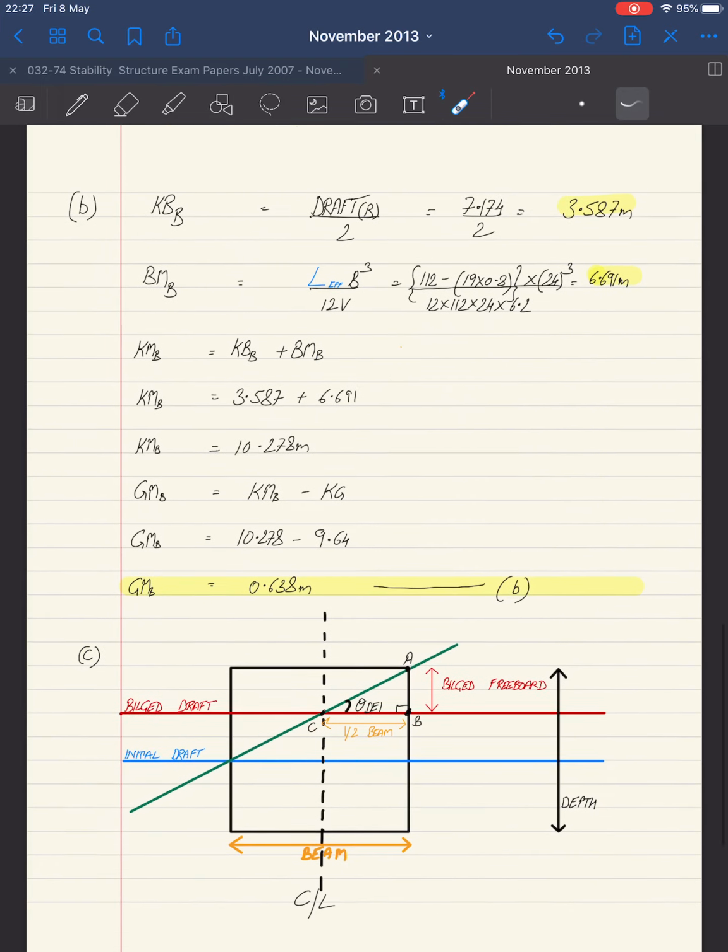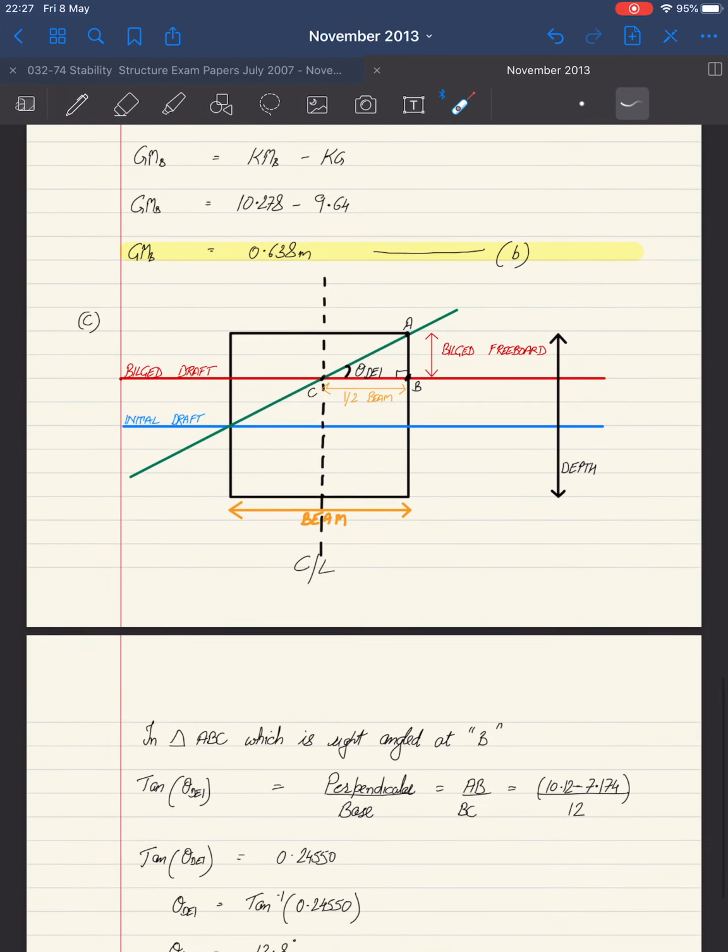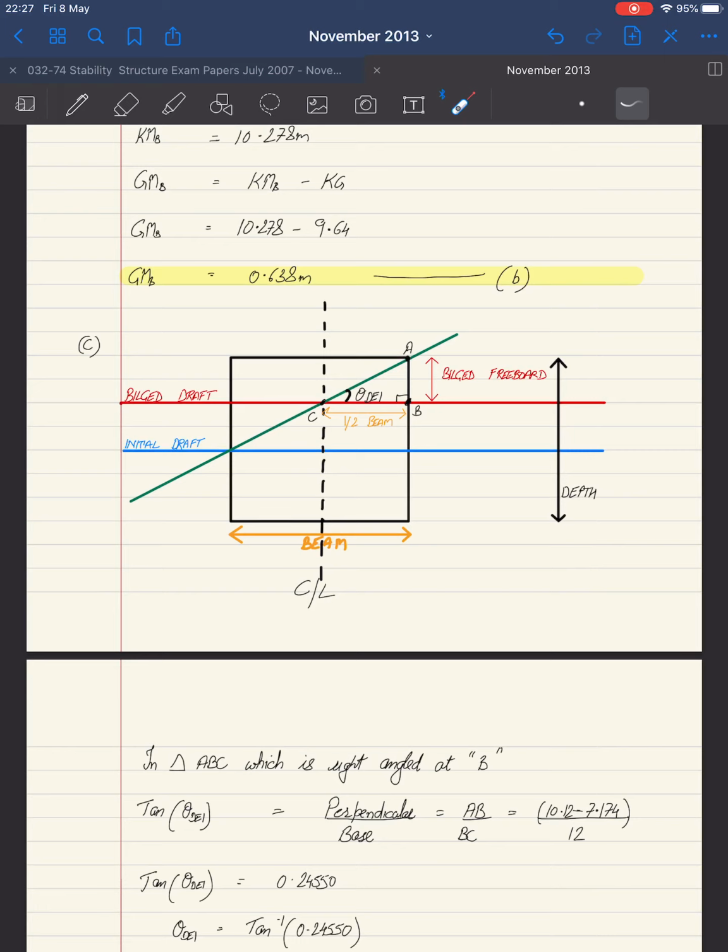Now let's look at part C of the question, which asks us to calculate the righting moment at the angle of deck edge immersion in the bilge condition. For this, we'll make another drawing, which is the transverse section of this box-shaped vessel. This was our initial draft. Now, since the vessel has been bilged already, this will be the bilged draft.